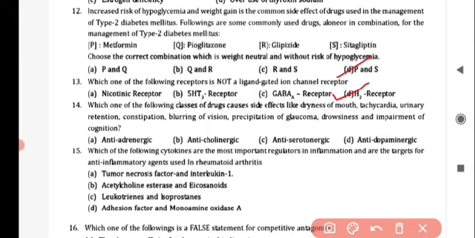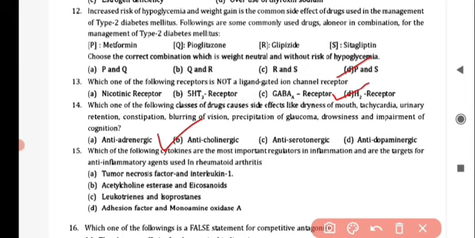Next question is, which one of the following classes of drugs causes side effects like dryness of mouth, tachycardia, urinary retention, constipation, blurring of vision, precipitation of glaucoma, drowsiness and impairment of cognition? So the correct answer is option B, anticholinergic.